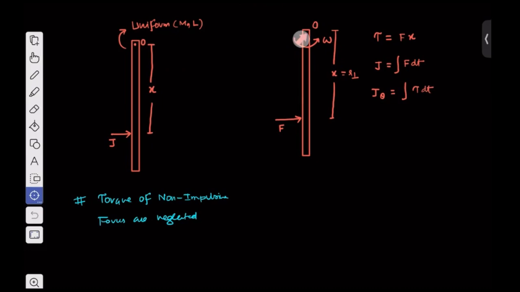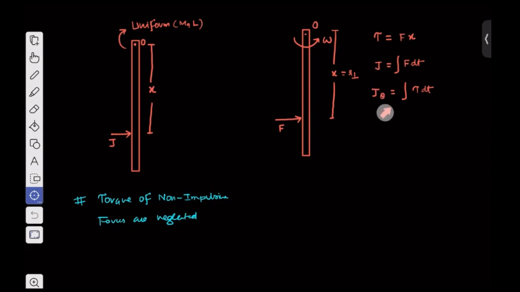Normal contact force or hinge reaction, even if it was big, we don't have to worry about it because the torque of those forces which are acting at the point O will be zero. So torque of the hinge reaction will be zero, even though it may be impulsive in nature. So we don't have to worry about that. And gravity's torque, even if it is present, we don't have to worry about it since it is non-impulsive. So the only thing that has got torque about point O is this force F, whose impulse is J.